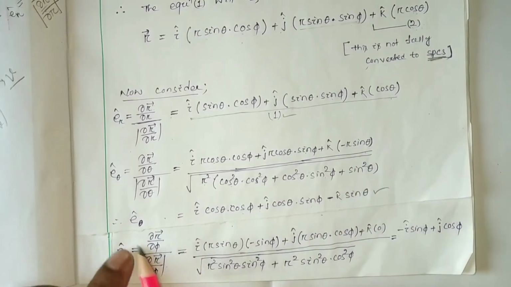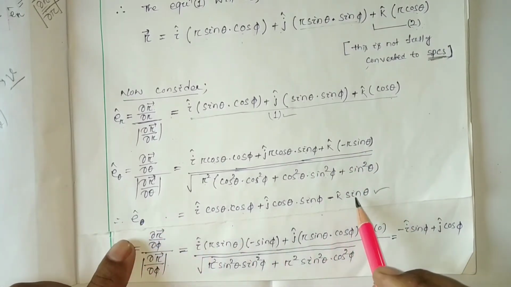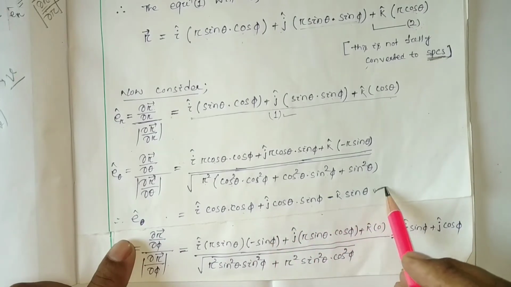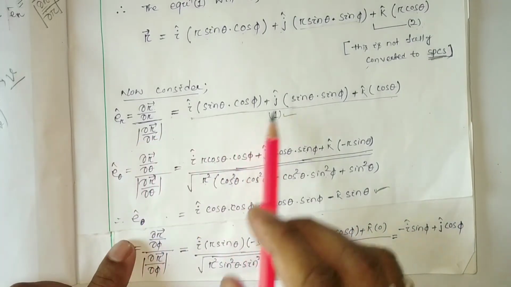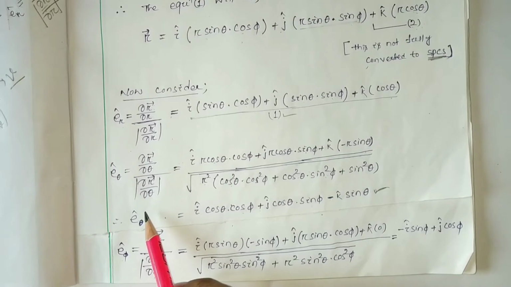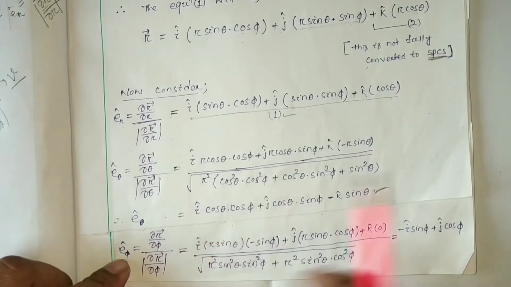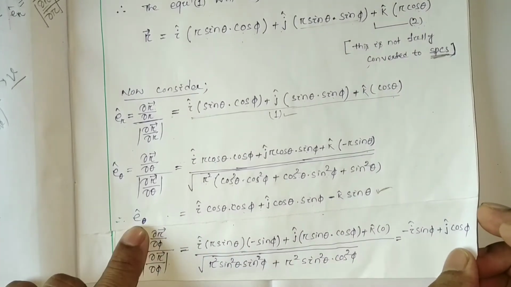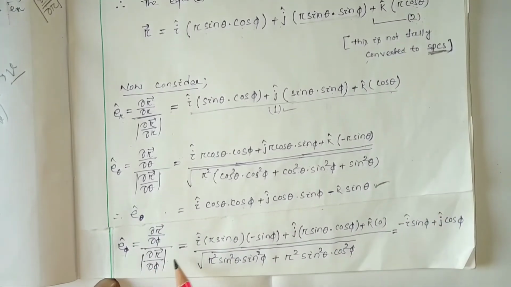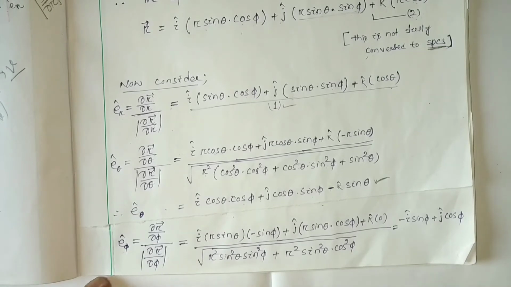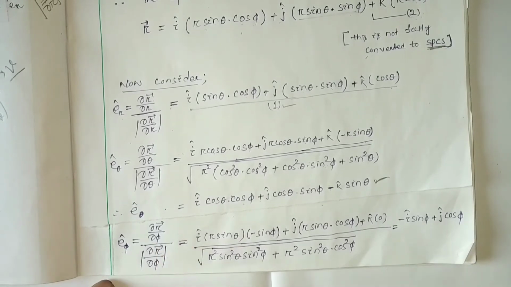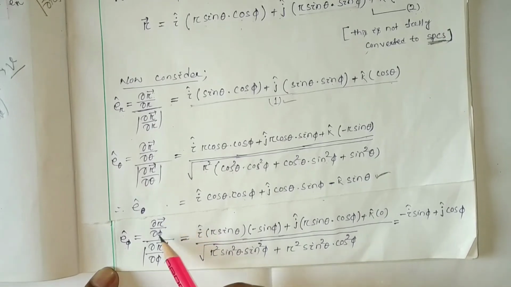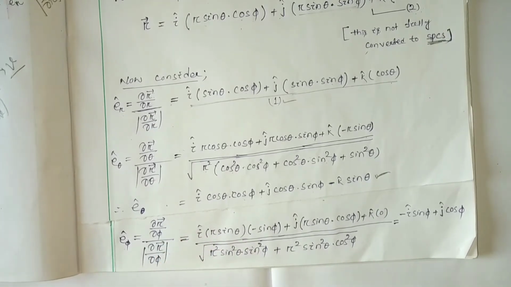Okay, so here we found e theta cap is nothing but this much. This is your radial unit vector, and this is your tangential or theta component unit vector, and the phi component unit vector is this one, that is del r by del phi and its corresponding modulus.